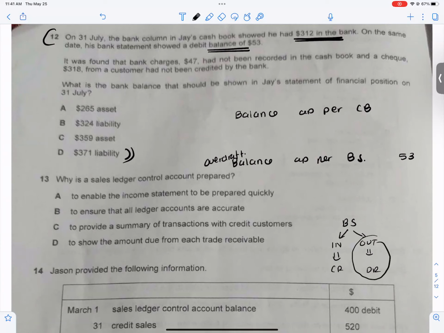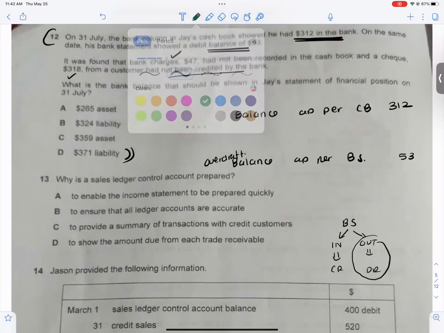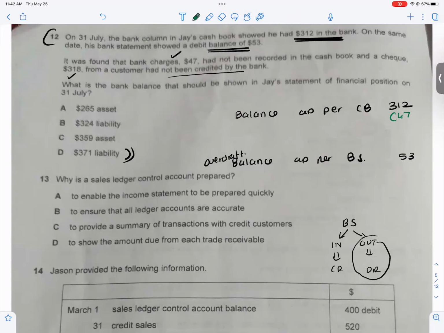And Jay's cash book showed that he had 312 in the bank. The bank statement showed an overdraft balance, but his cash book showed a positive balance. Later he found that bank charges had not been recorded in the cash book, and a check of 318 from a customer had not been credited by the bank. So balance as per cash book will reduce by 47. Minus 47. So balance as per updated cash book will be how much?